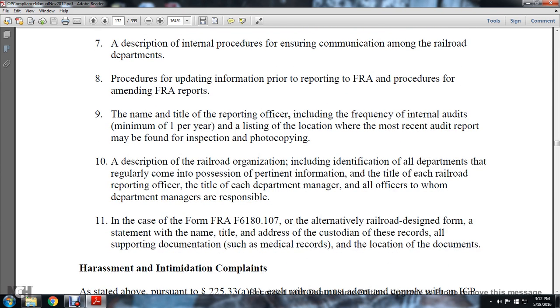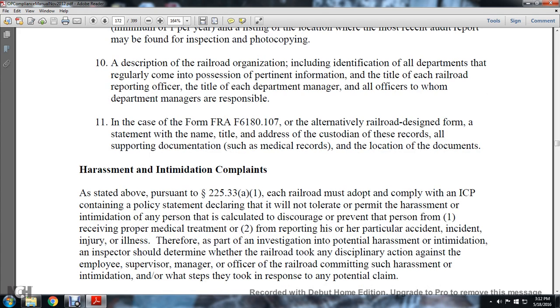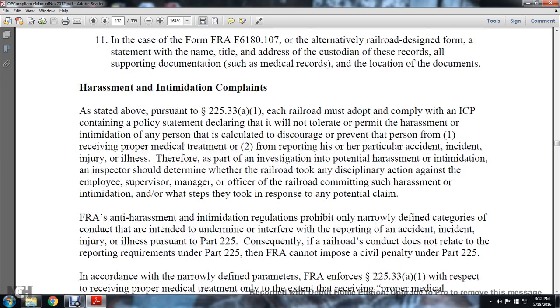A description of the railroad organization, including identification of all the departments, the regularity of reports, pertinent information on the title of each railroad reporting officer, the title of each department manager, and all officers to whom the department managers are responsible. In the case of form FR 6180-107, the alternative railroad designed form, a statement with the name, title, and address of the custodian of these records, and all supporting documents such as medical records.